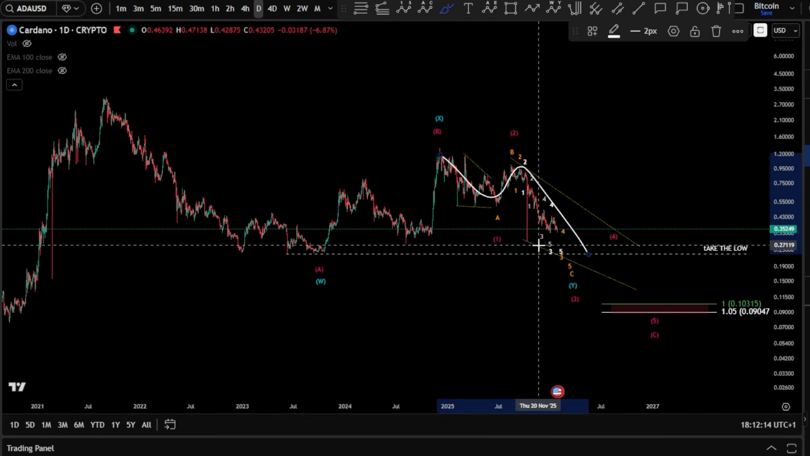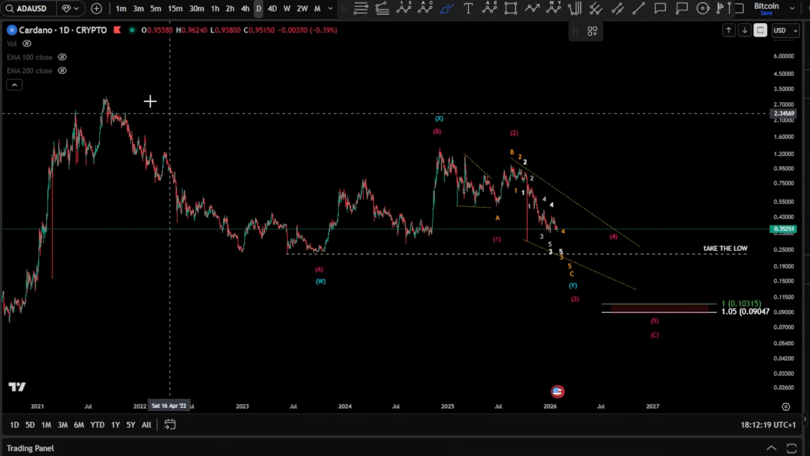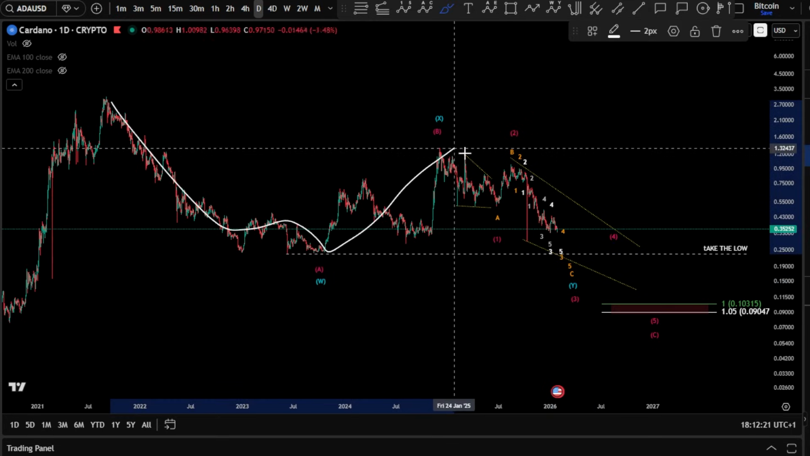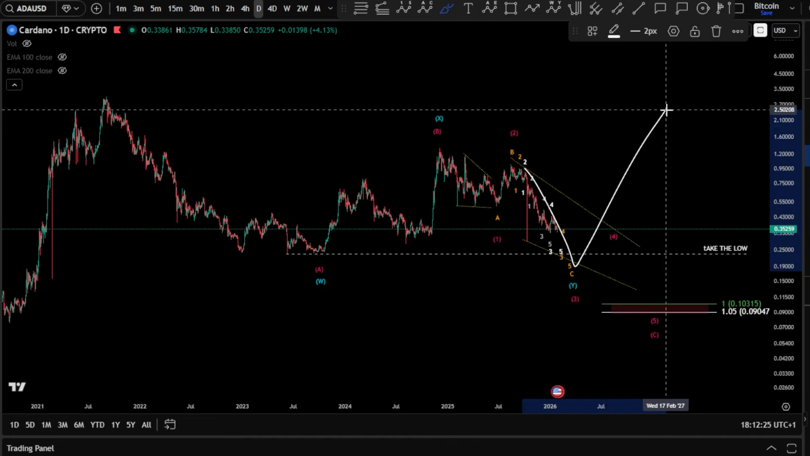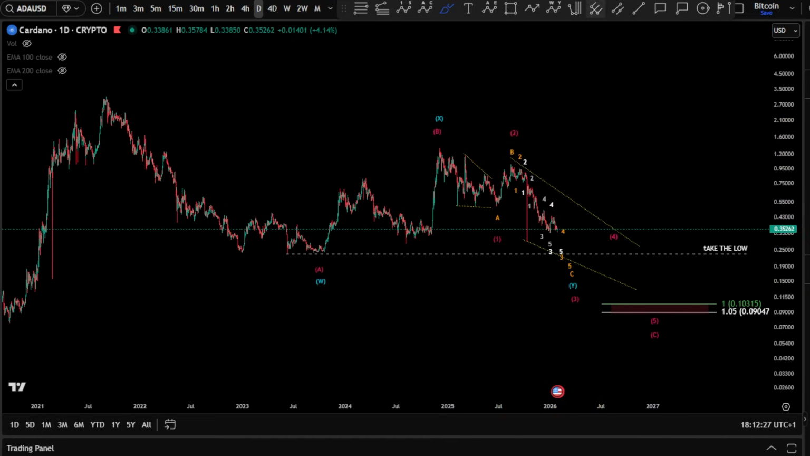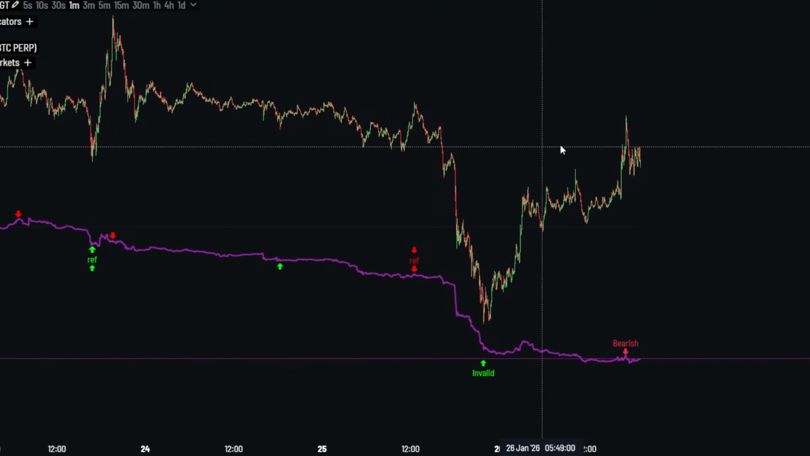Yeah, because maybe it's a wave Y. Yeah, that is a scenario. Also W, X, and a Y. The wave Y might be a zigzag only, meaning finishing this impulse, boom. All right. So we'll see, of course, what might happen for ADA as well.